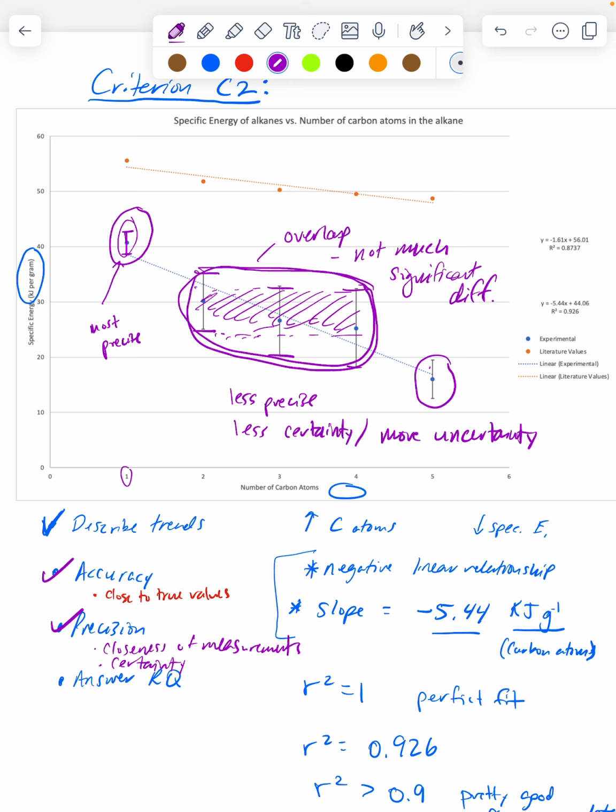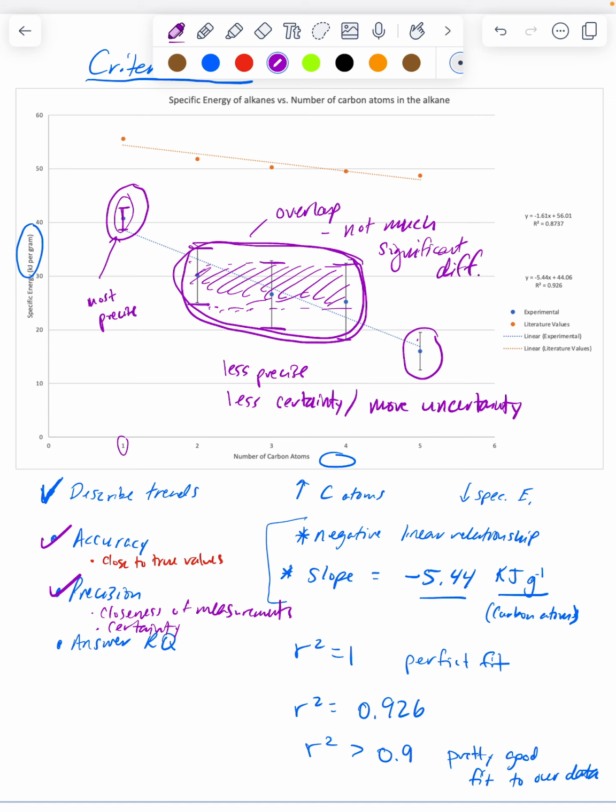We could say that as the number of carbon atoms is increasing, we know that the relationship is that the specific energy of the alkane is decreasing. And we can be fairly confident in that trend because that trend matches that of the literature values. It's the same type of trend. And that trend is some kind of a negative linear relationship, a pretty good fit to describe that trend. So the specific energy goes down in sort of a constant way as you add a carbon atom.